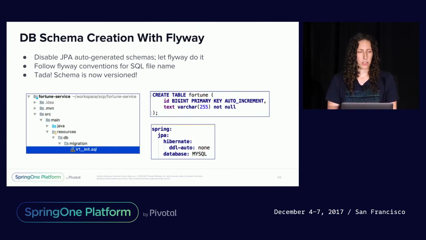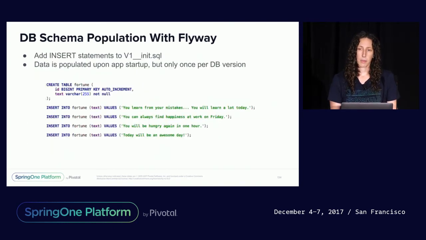For database population, we might have had some code inside the application, maybe using the command line runner. Instead of that, comment all that code out, delete it, and put your insert statements directly into the SQL file. So that when the application is started up, Flyway will populate the database, but it will only do it once per version. So you have that level of control that you didn't have before, because Flyway is keeping track of the database versions. And just like that, you're set up for database versioning and rollback testing.